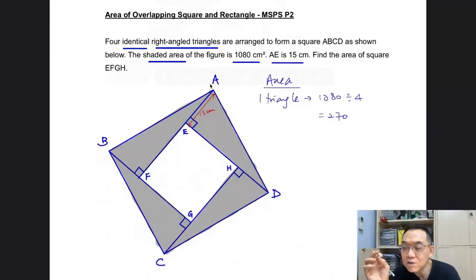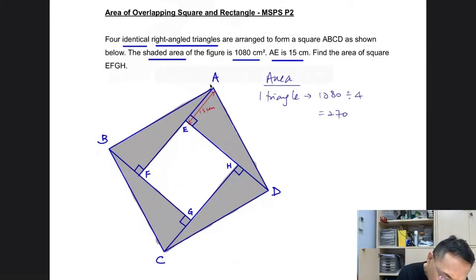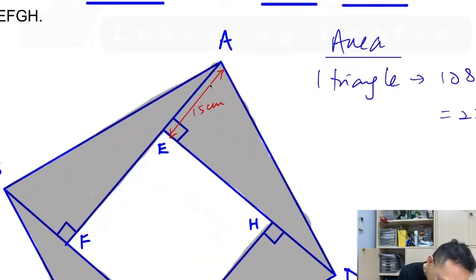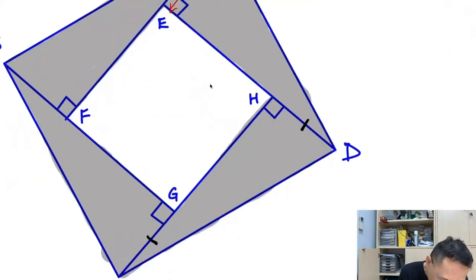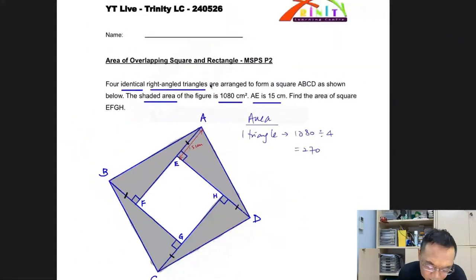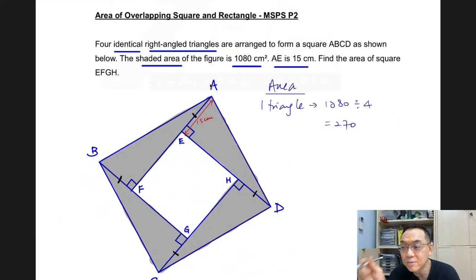Label AE equals DH equals... Okay, if you want to do that, we can do that. Let's say this equals this, equals this, equals this. Okay, fine. Then, now what? Okay, some of you wrote 270 times 2. Some of you wrote 270 divided by 15.